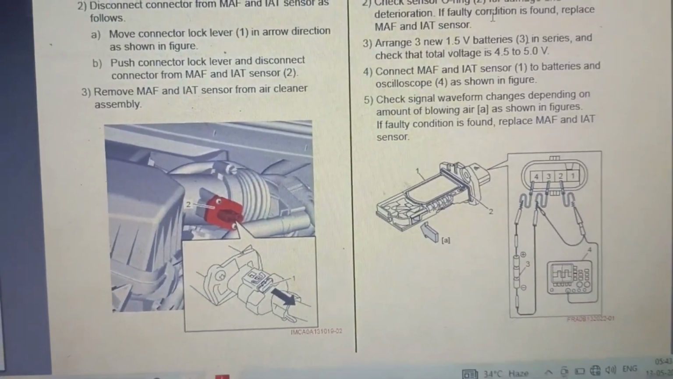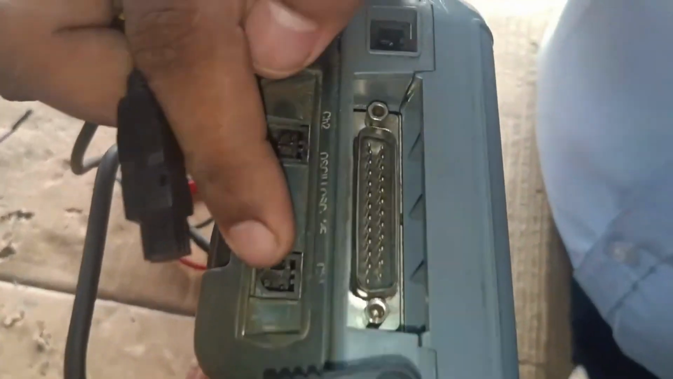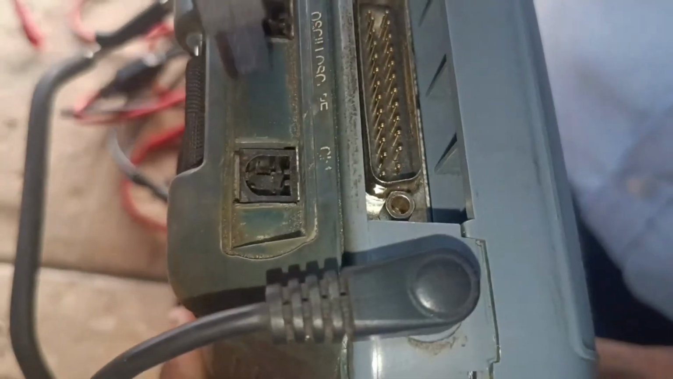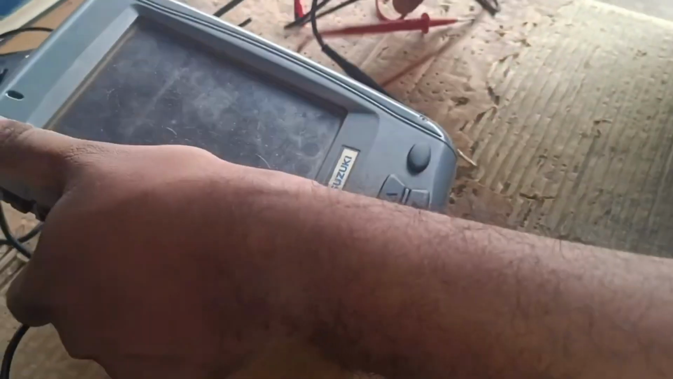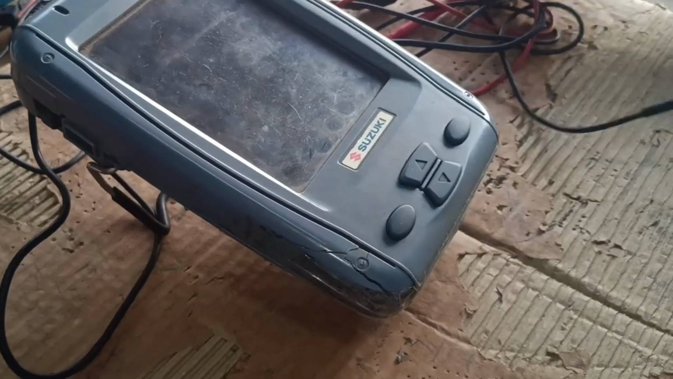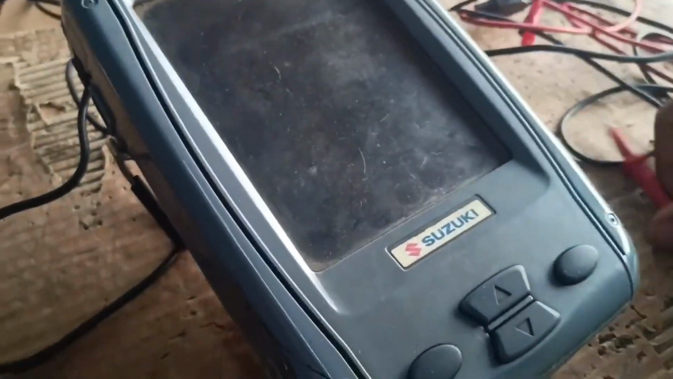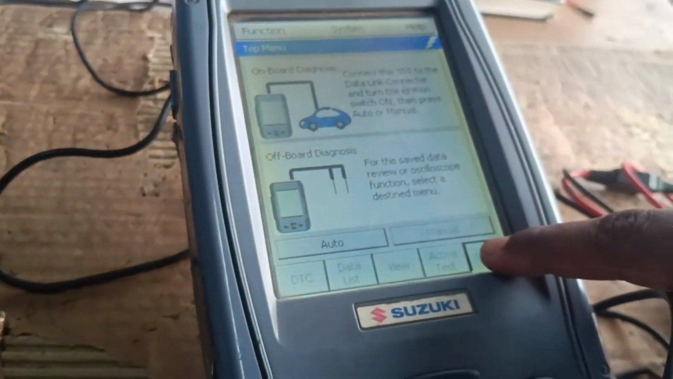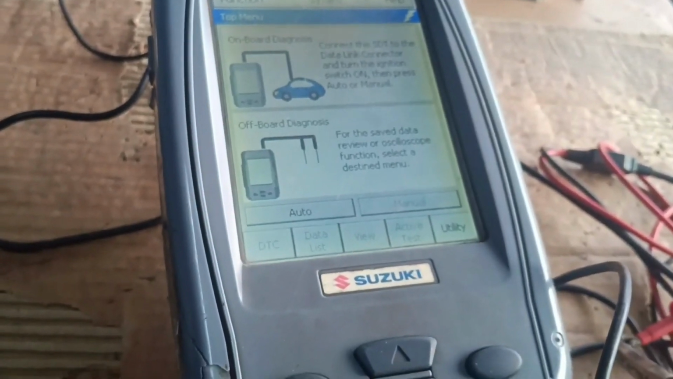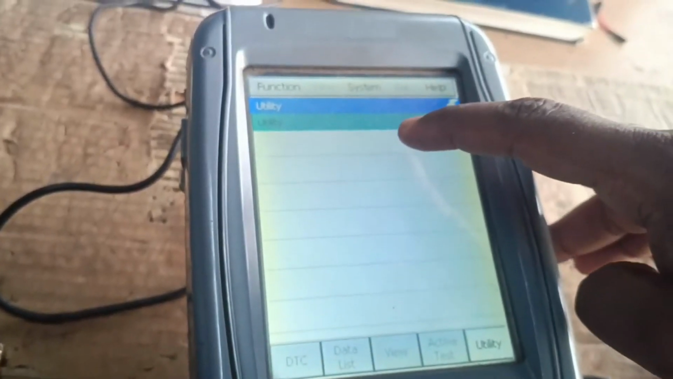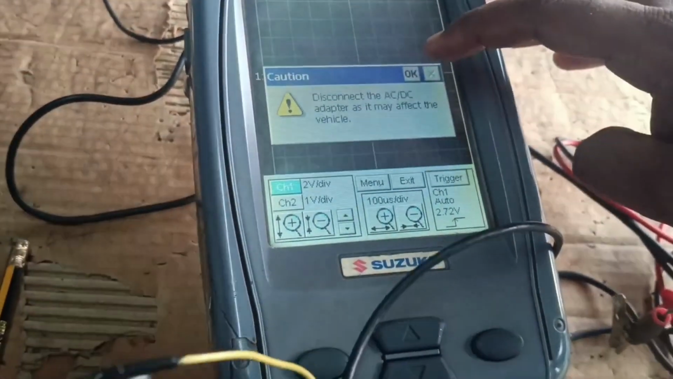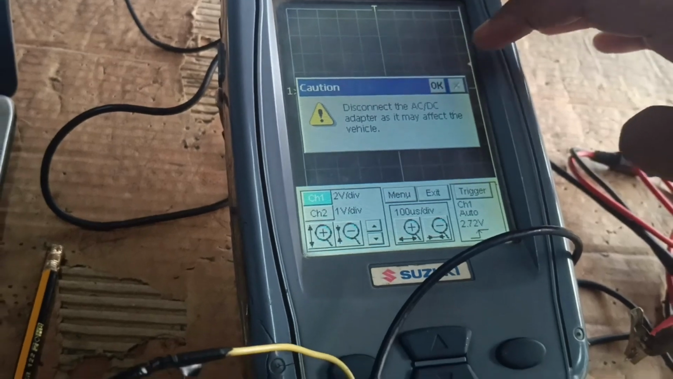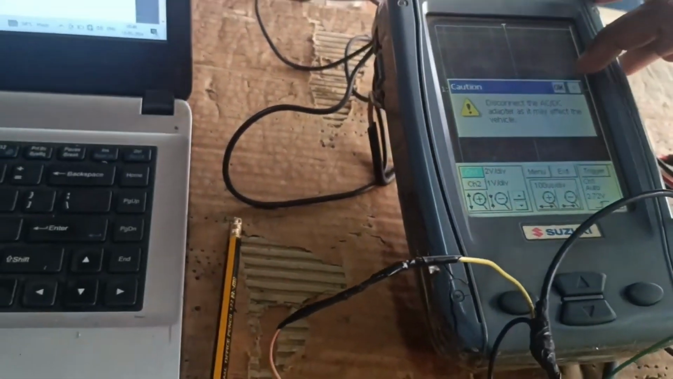For checking the MAF sensor, we need SDT1. Connect the testing probe to channel 1. We connected channel 1. Then turn on the oscilloscope. That means SDT1. In utility, select the oscilloscope function. This is the oscilloscope function. Then we need to set some parameters according to the service manual.